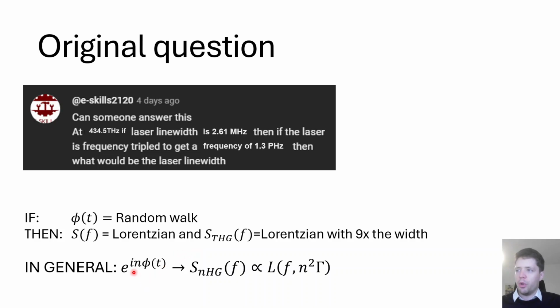And of course, in general, if you're undergoing, let's say, n harmonic generation, you'd expect it to produce a Lorentzian with a width that's n squared larger than the original one.